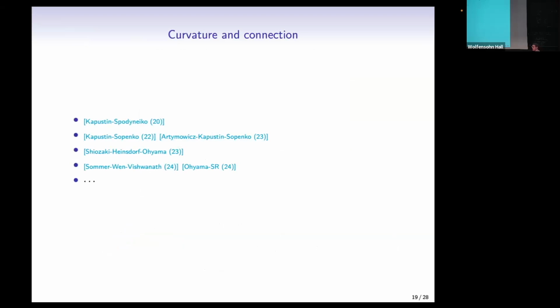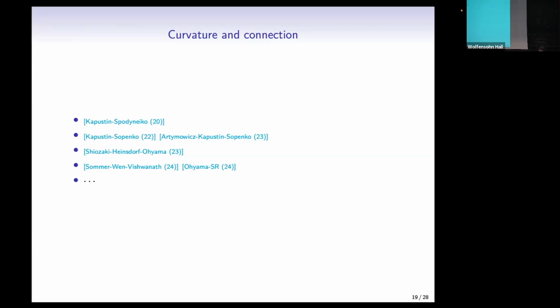So far I focused on the description using transition functions, like Wu and Yang's description of the magnetic monopole. We are doing the many-body version, or MPS version, of Wu and Yang. But how about curvature and the connection? That was the first point of view I mentioned in the review of Berry phase. There are several works starting from this work, Kapustin and Spodyneiko. There are various approaches, and I think all of them are very interesting, but today I will focus on the tensor network approach.